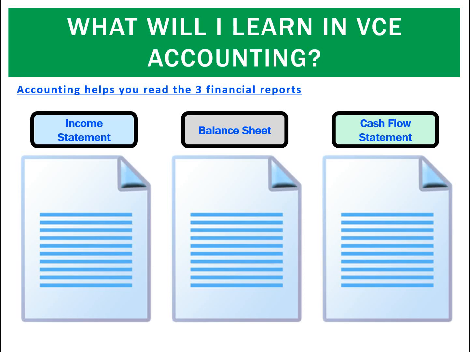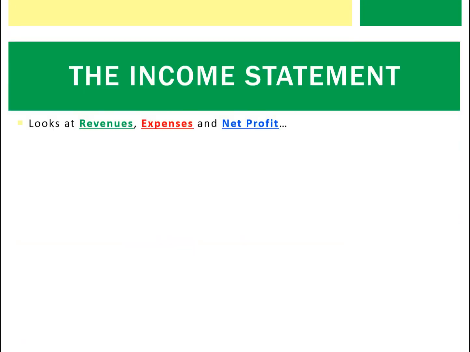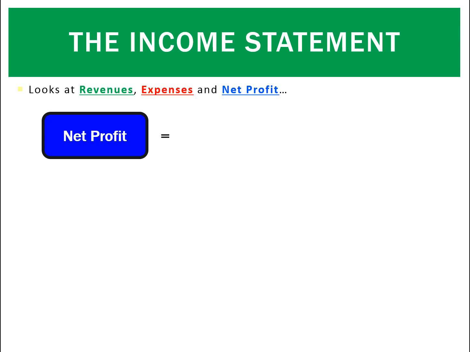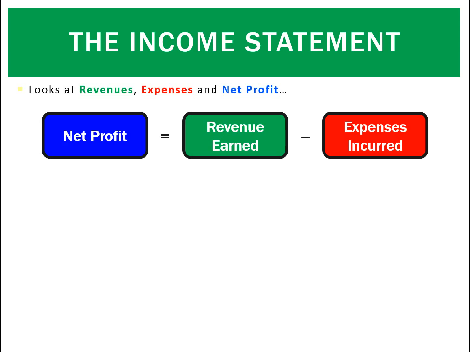We'll just say in summary, accounting is just going to be these three reports. Let's look at the income statement. What is it? It looks at your revenues, your expenses, and your net profit. So we calculate our net profit by revenue earned less expenses incurred.